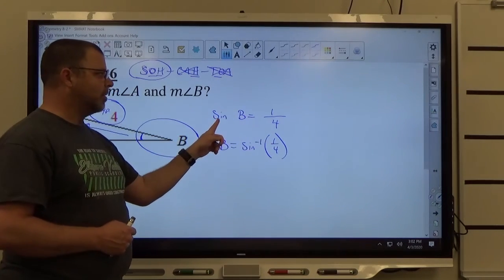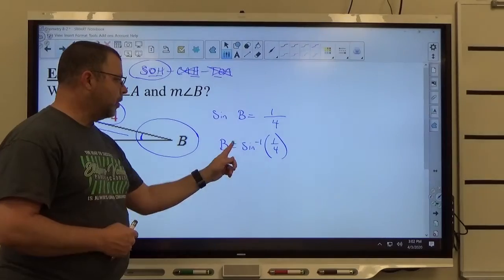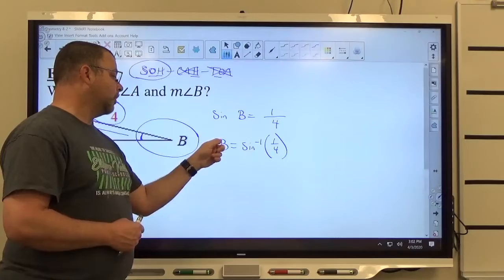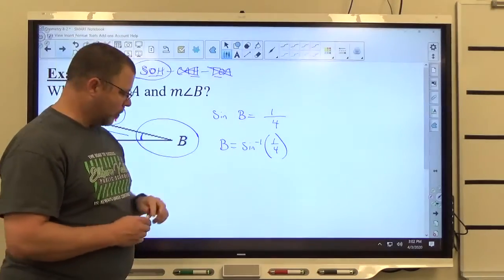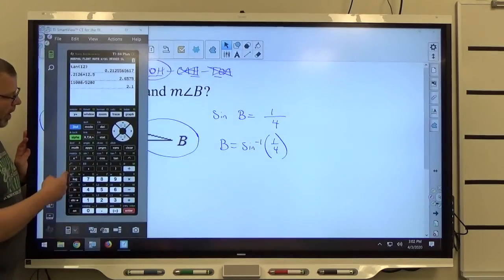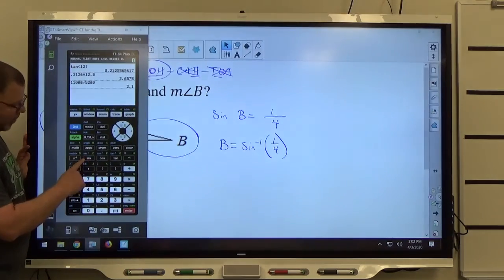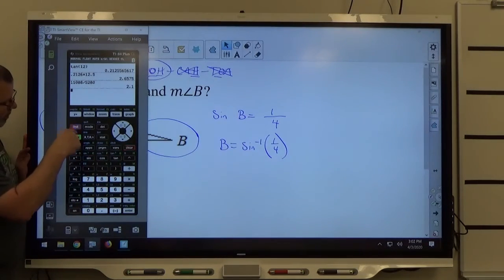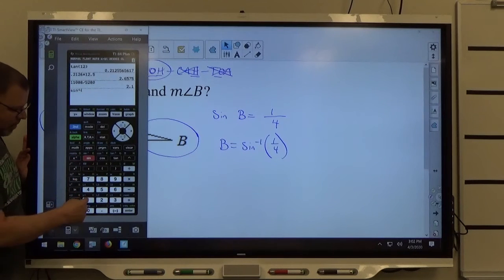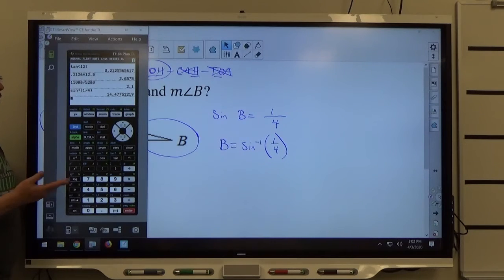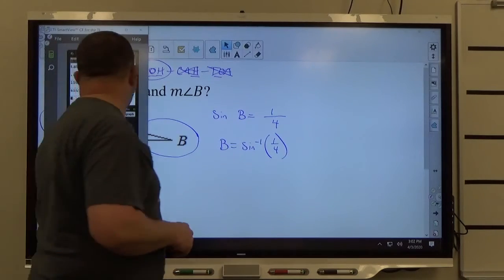If this said tangent of B equals 1/4, this would say B equals tangent negative 1 of 1/4. If this said cosine of B is equal to 1/4, this would say B equals cosine negative 1 of 1/4. Now that's called the inverse sine. On a regular calculator, it's typically located right above the sine function. You can see sine, right above it, sine negative 1. Okay? I'm going to access it by hitting the second button, hit sine negative 1. I type in 1/4, hit end parentheses. It tells me what angle measure gets me a sine of 0.25, which in this case is 14.47. Let's go 14.5.